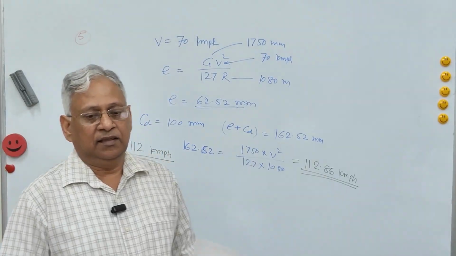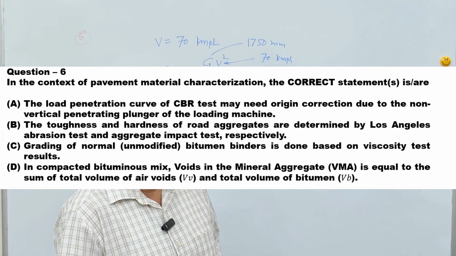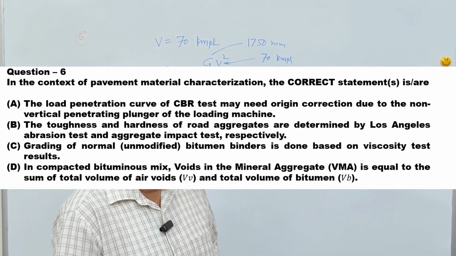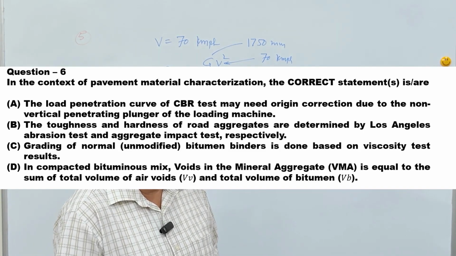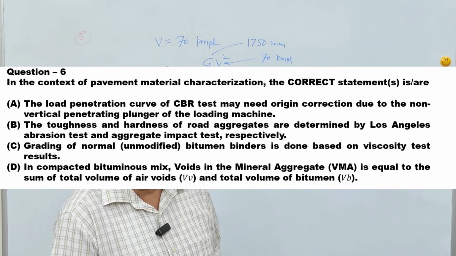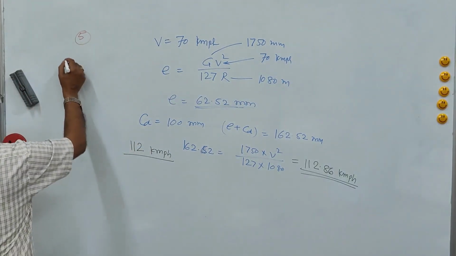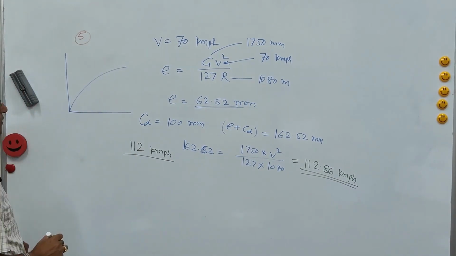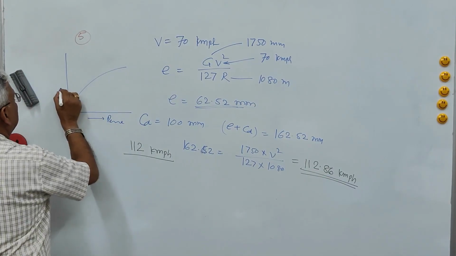Question number 6 is a theoretical question. In the context of pavement material characterization, the correct statement or statements are: number 1, the load penetration curve of CBR test may need origin correction due to non-vertical penetration plunger of the loading machine. Now this is a true statement, because when you draw the load penetration curve, ideally it should be like this. This is the penetration and this is the load.